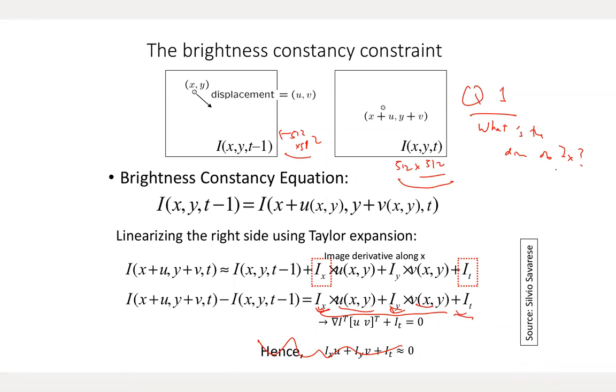Ix should also be 512 by 512. Of course, if you consider the boundary, it may shrink a little bit, like 511 by 512 or whatever. But if we ignore the boundary condition, it should be the same dimension.